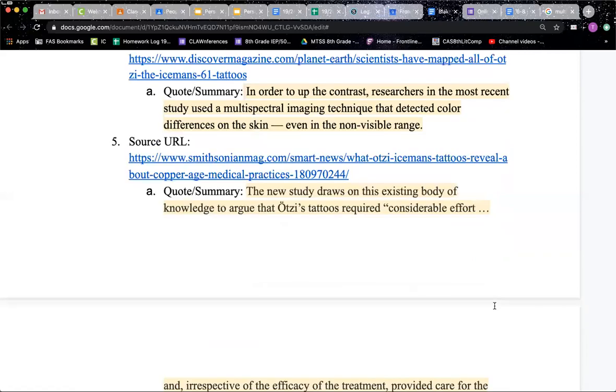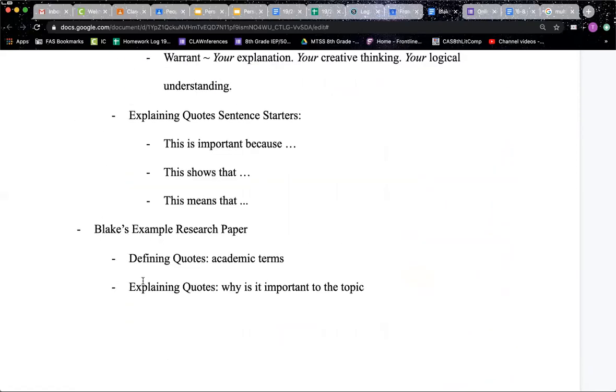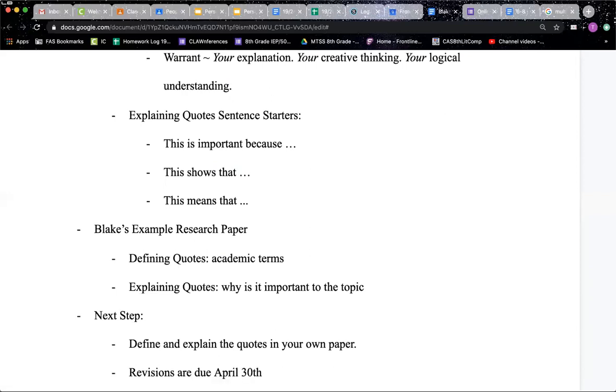And folks, that's how I'm going to expect you to explain your own quotes. So here's your next step. Look at your own papers and define, explain the quotes, and that's it. Use as much time as you need. Revisions are due April 30th, and you can earn 100% points back.